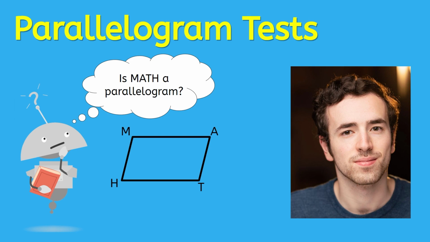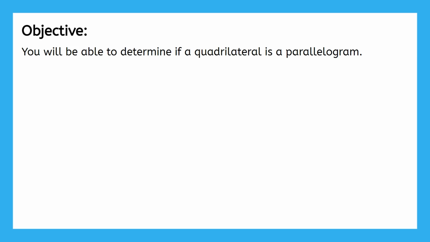In this lesson, we're going to be continuing our exploration of parallelograms. Today, instead of being given a parallelogram and performing calculations based on its properties, we're going to be determining whether or not a quadrilateral is a parallelogram. By the end of this lesson, you will be able to determine if a quadrilateral is a parallelogram.